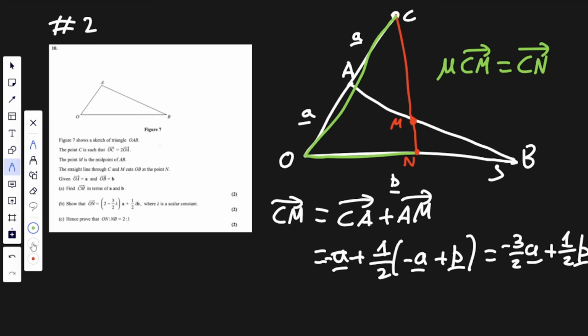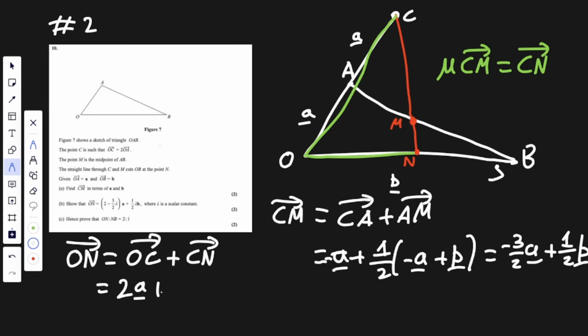And we have the O to N, which I'll write down in the bottom left here, is equal to O to C plus C to N. Now O to C is simply 2a. Plus, and then we're having C to N. Well, that's mu times C to M.